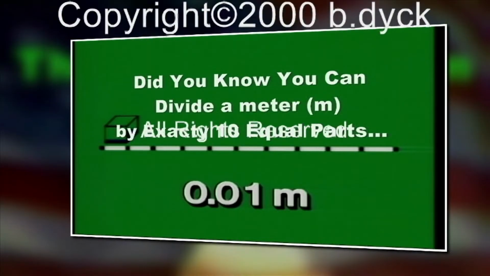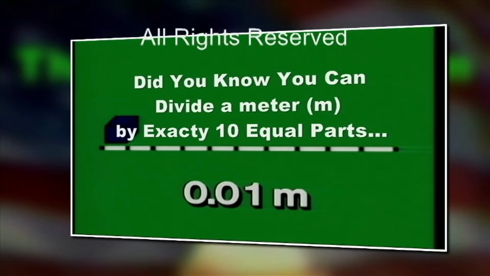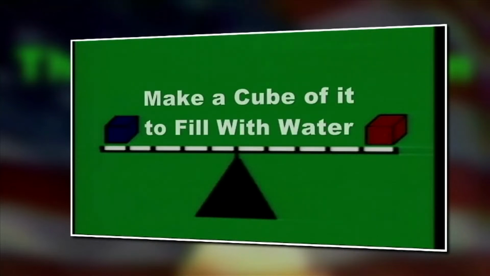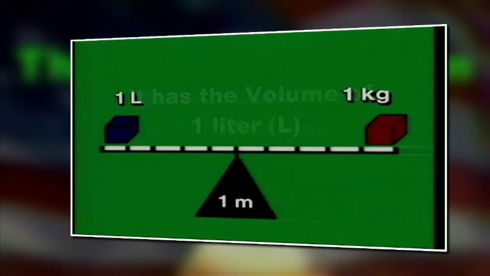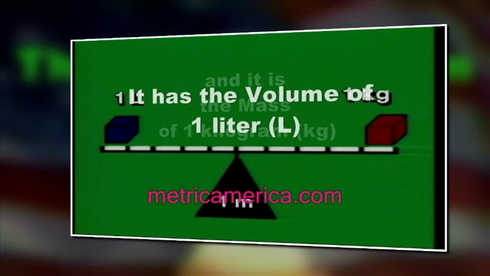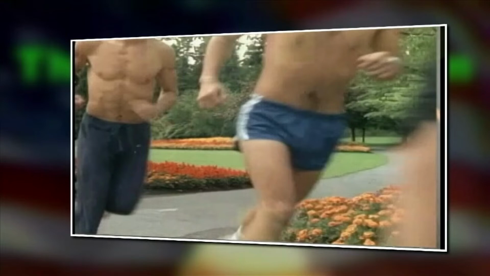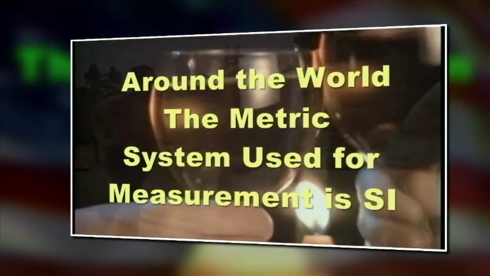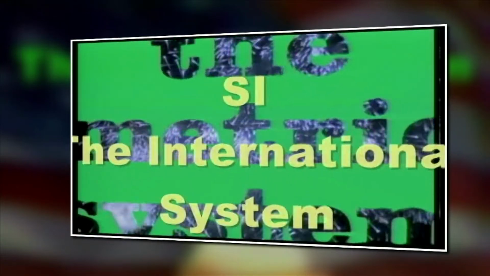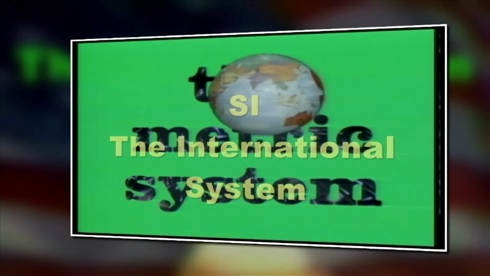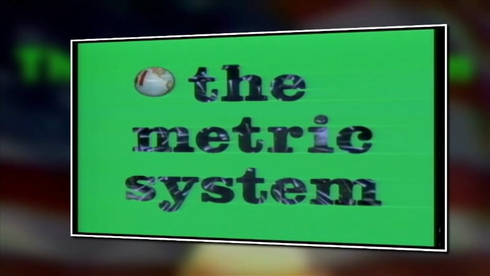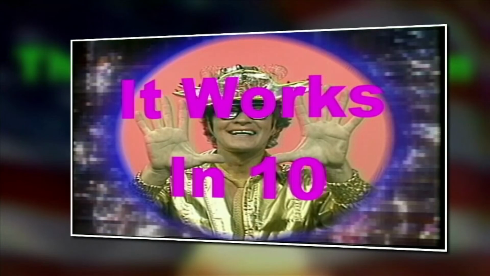Did you know you can divide a meter by exactly 10 equal parts? Make a cube of it to fill with water. It has the volume of 1 liter, and it is the mass of 1 kilogram, all simply related. At home, around the world, the metric system used is SI, the international system. It works in 10.